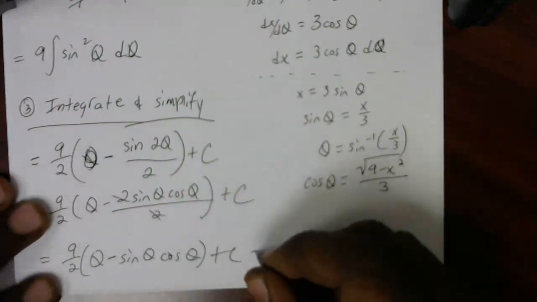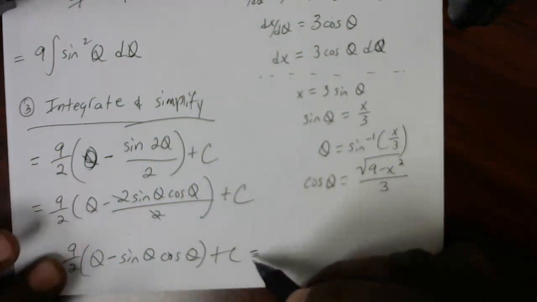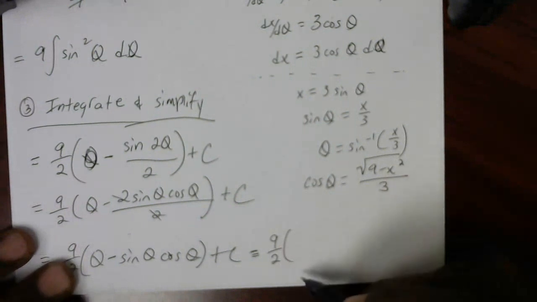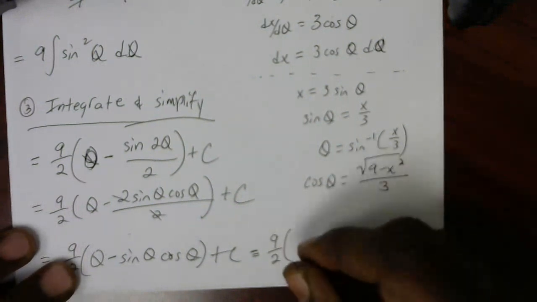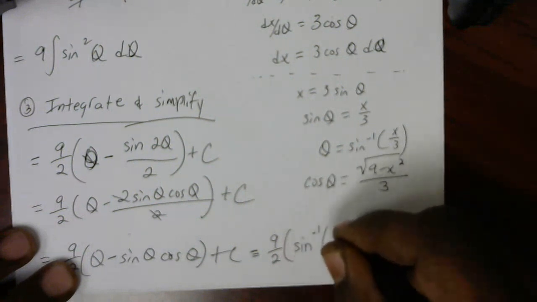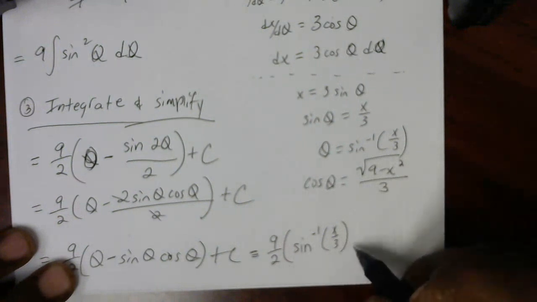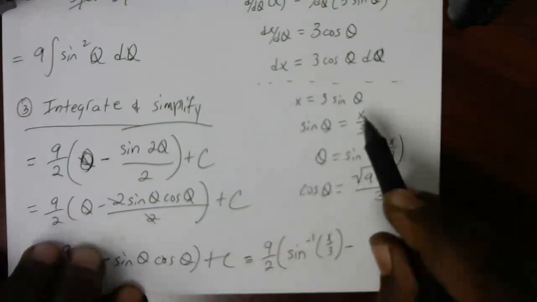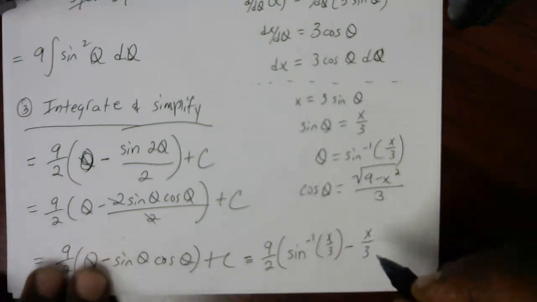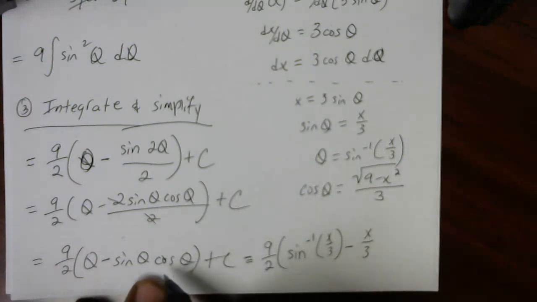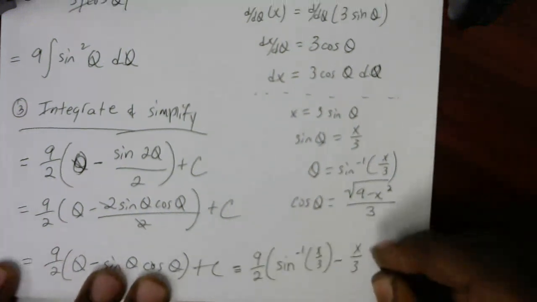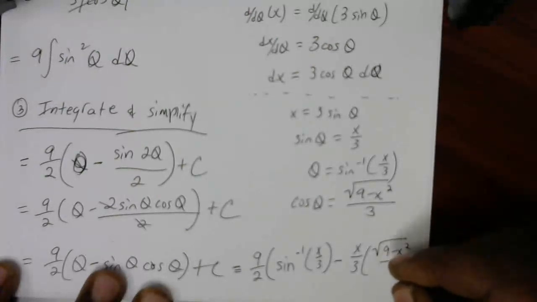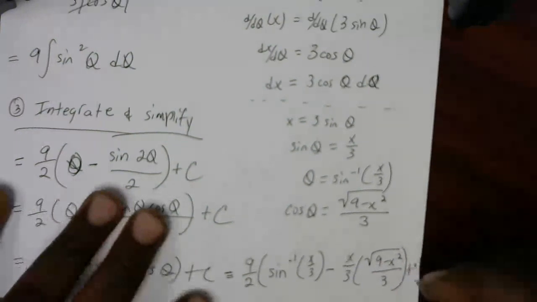So if we write all of this out, I'm going to try to do it here. We should have a final solution as 9/2 times the arc sine of x over 3 minus the sine of theta, which is x over 3, times the cosine of theta, which is the square root of 9 minus x squared over 3, plus c.